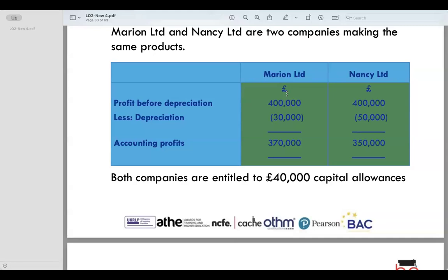Both Marion Limited and Nancy Limited are eligible to receive capital allowances totaling £40,000 for the purpose of lowering their taxable profit. Businesses have the ability to claim capital allowances, which are deductions that can be claimed on specific types of capital expenditure such as machinery or equipment.